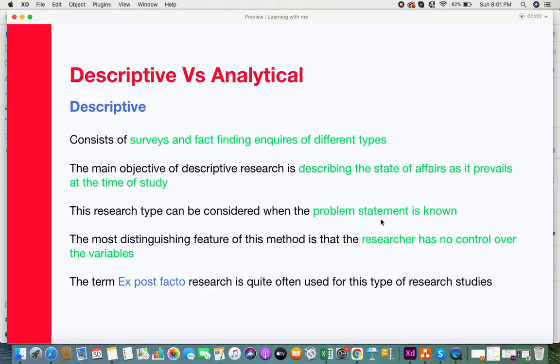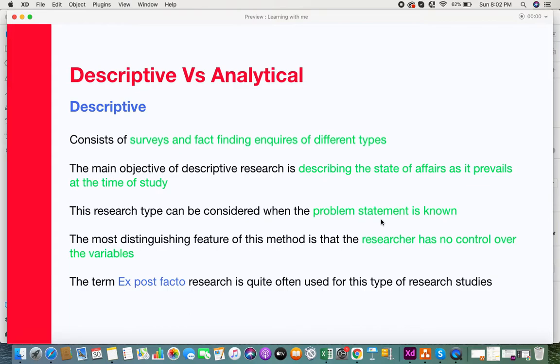The next one is, the most distinguishing feature of this method is that the researcher has no control over the variables. Okay, so when you do this type of descriptive research, you will not have any control over the various facts that you are going to collect. Take the example of going for an interview, and you're finding out details ahead about how the interview method is, how the person who's going to interview is, how generally the interview process is. So you would be getting different inputs from different people. Those are all different variables.